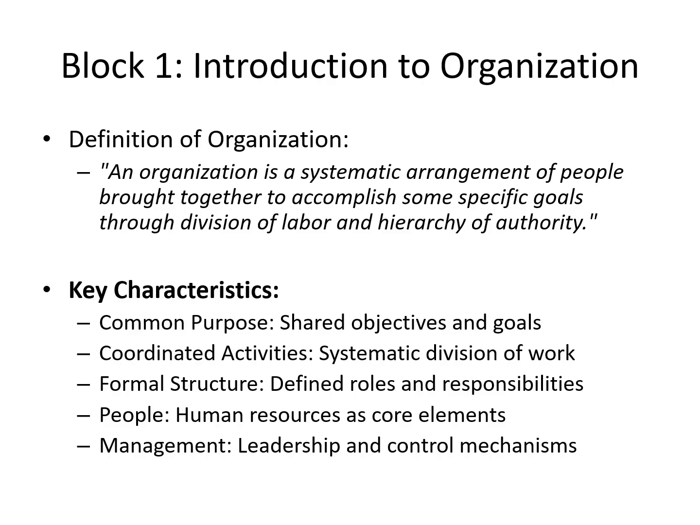What are the key characteristics if those people are working together? Simple. They have a common purpose and shared objectives. They all are working for some common purpose and shared objectives. Of course, whatever they do, they would be doing it in a coordinated manner, or a systematic division of work will happen between them so that they can achieve those specific goals. And of course, there will be a formal structure.